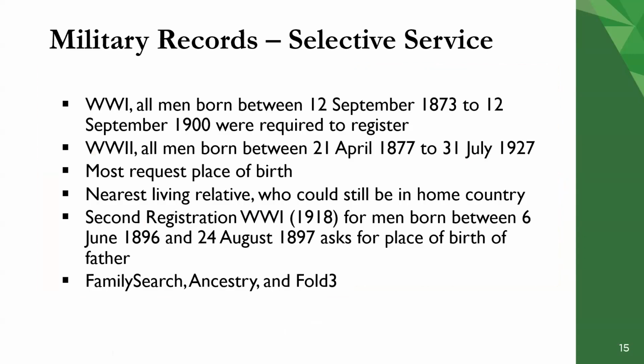Military records, if they were around in World War I or World War II, they probably filled out a selective service card, which would have required them to list their place of birth. It would also, if they had somebody back in the old country that would always know where they were, they would list them as well. So if you don't find the place of birth from that person, you can always look at who they say will always know where they're at and see where they were from. But again, a lot of these cards are on Family Search, Ancestry, and Fold 3. So you can find a lot of the information.